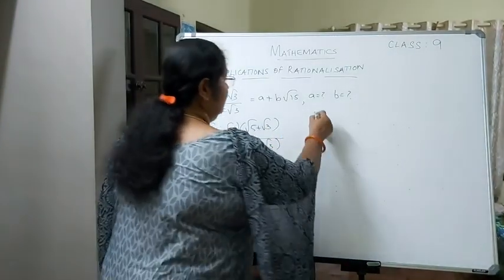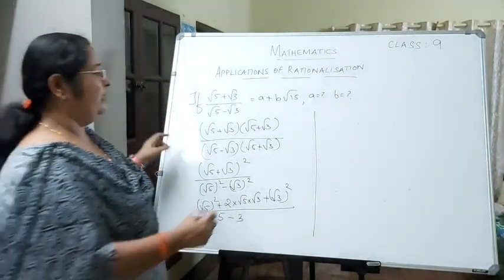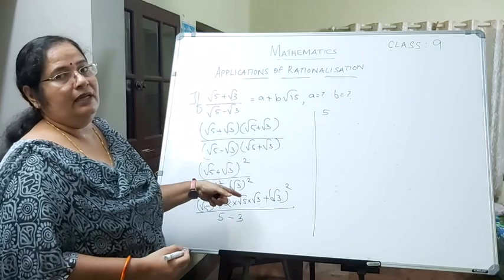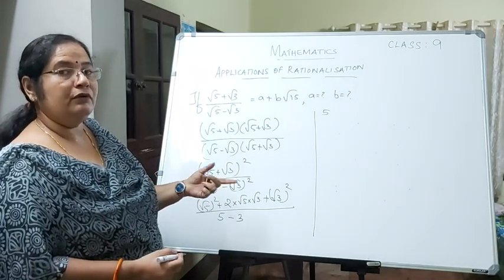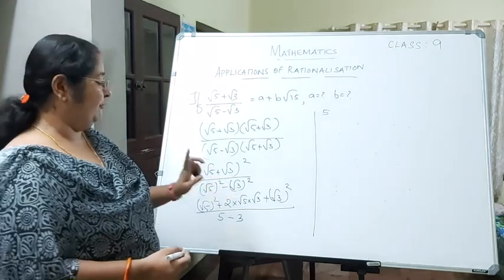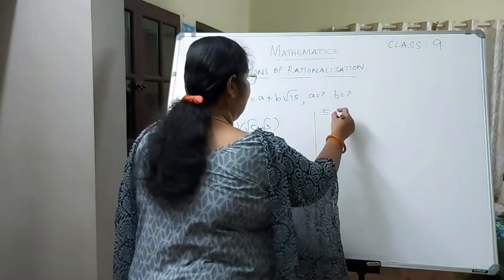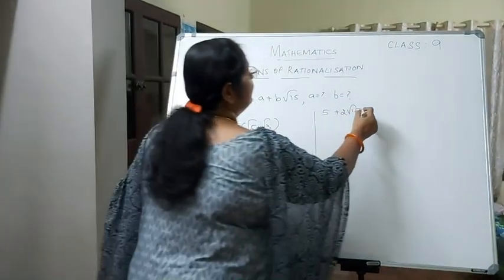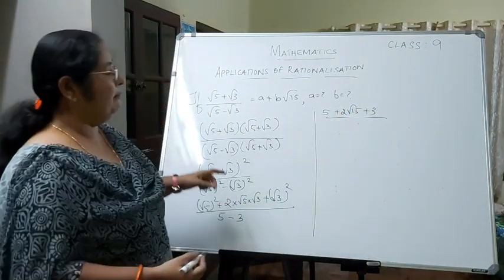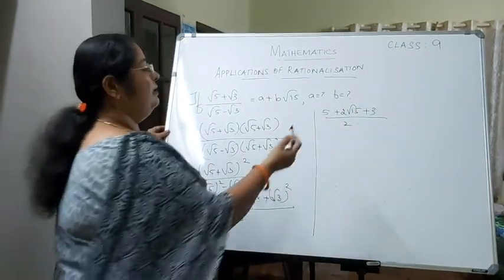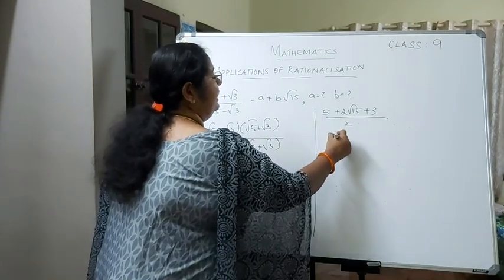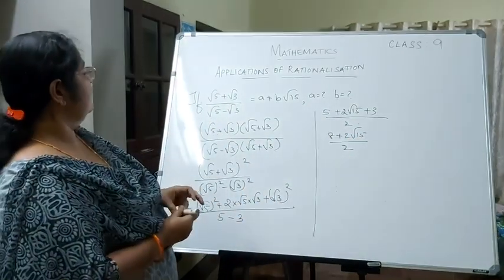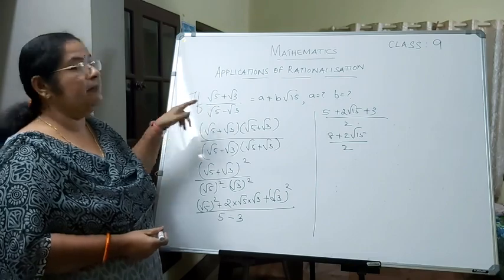Now let us simplify further. Root 5 the whole square will be 5 plus 2 into root 5 into root 3. Root 5 into root 3 will be root of 5 into 3, which is 15. So this will be 5 plus 2 root 15 plus root 3 the whole square is 3, divided by 5 minus 3 is 2. So here again we have 5 plus 3. So this is 8 plus 2 root 15 by 2. This is what root 5 plus root 3 by root 5 minus root 3 is.